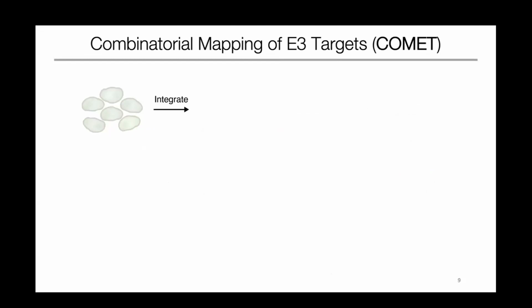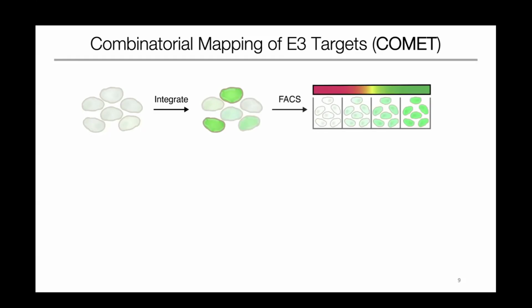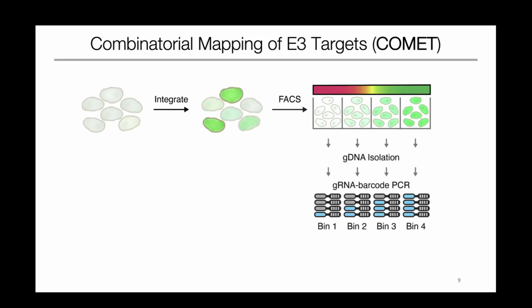And the workflow for this method is that you start with a pool of cells. In our case, we used K562 cells or HEK cells. You integrate them with the COMET library, and you get a pool of cells that have a range of GFP intensities. Next, you use FACS to isolate them into 4 different bins based on the GFP intensity.